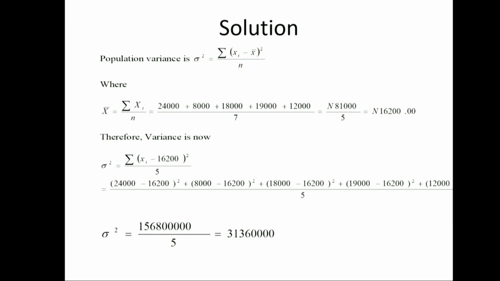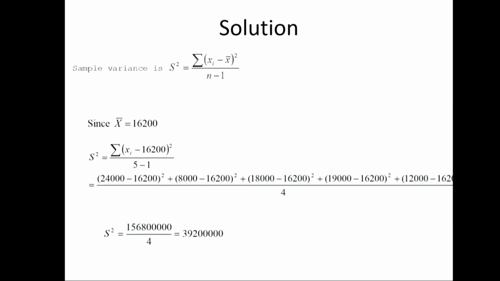Therefore, the variance now, as you all know, for the population, that's sigma square. That will be the sum of xi minus 16,200 all squared, divided by 5, since we have 5 students involved. By the time you do that, we now have the population variance. We have it to be 3136000.